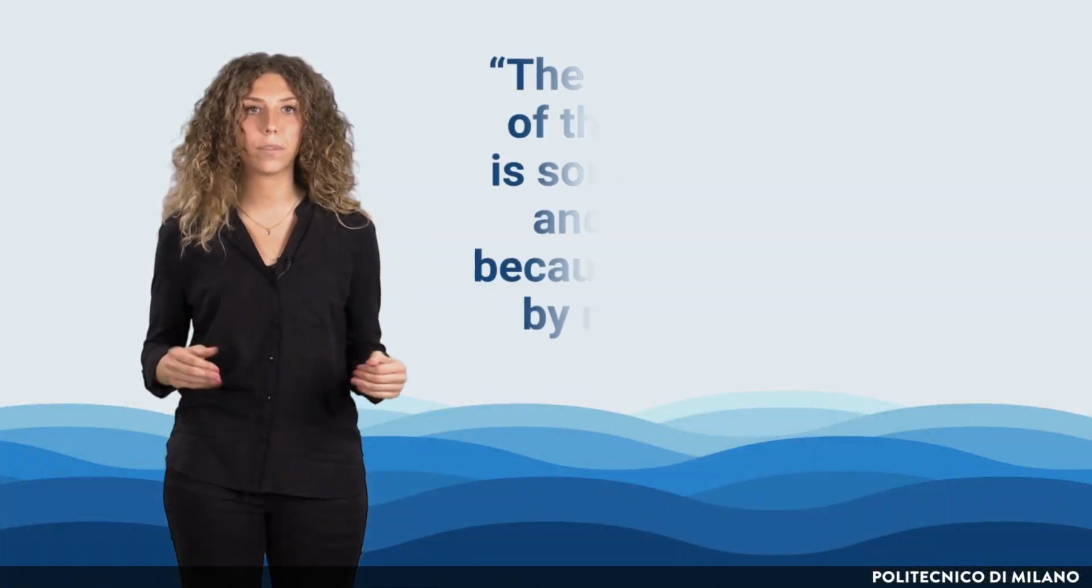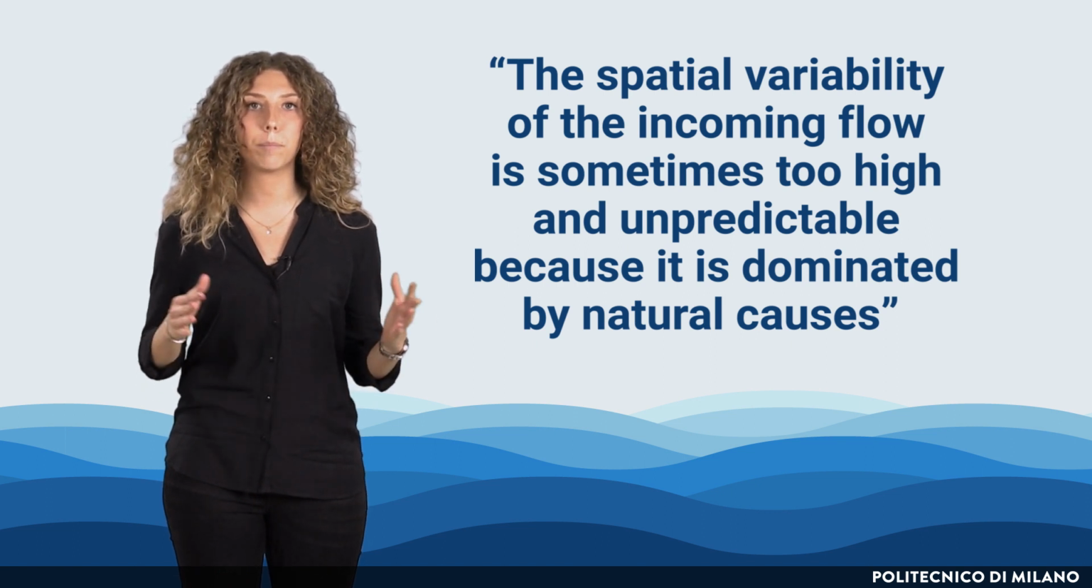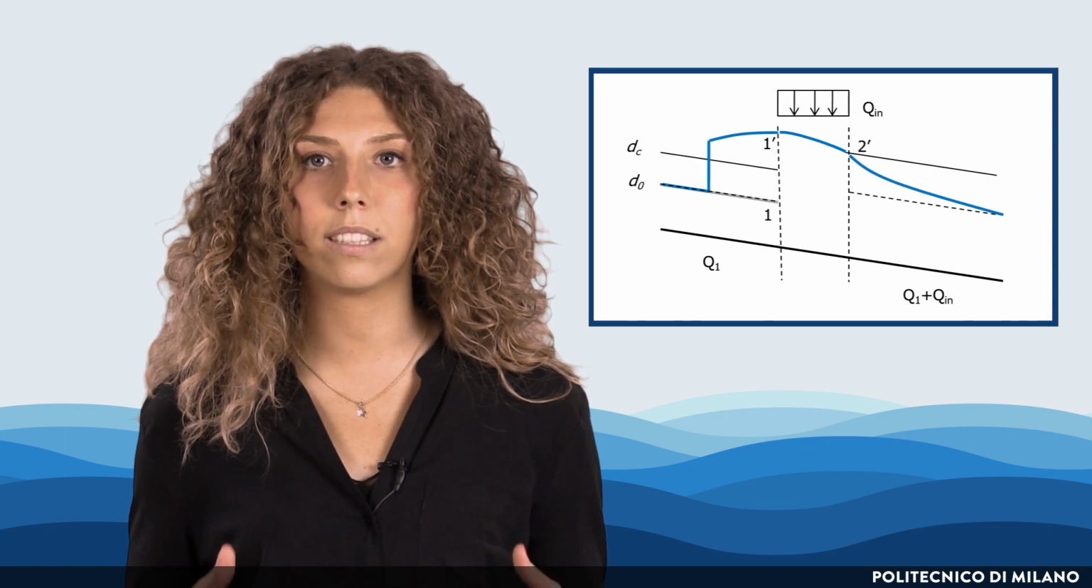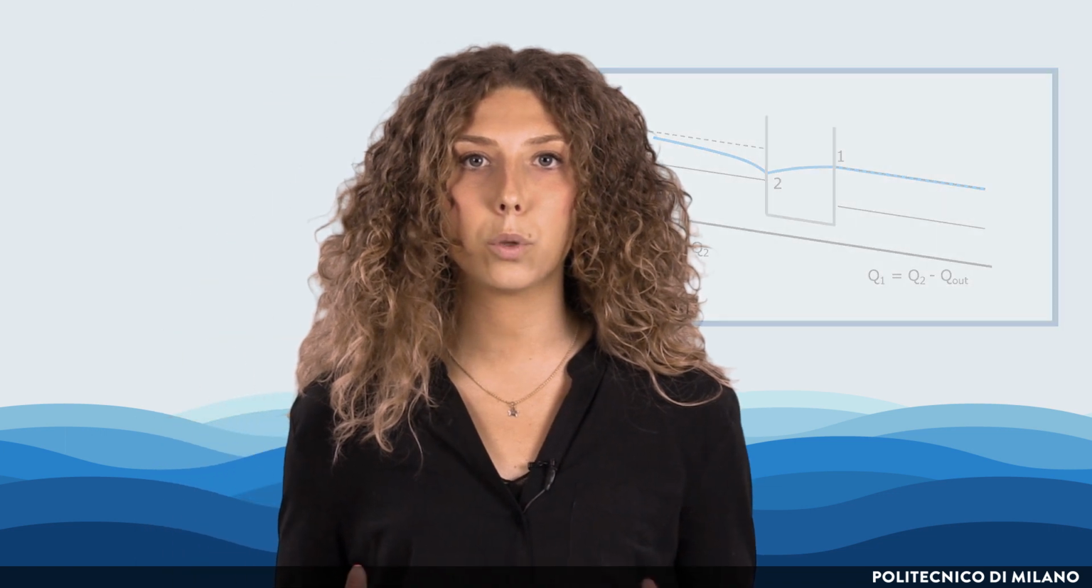in order to redistribute the discharge. In conclusion, the spatial variability of the incoming flow is sometimes too high and unpredictable because it is dominated by natural causes. As you can see, this problem is relatively complex, and this is why we consider a small reach for our analysis. Fortunately, we have at our disposal at least two equations that we will learn how to effectively apply in the most suitable cases.